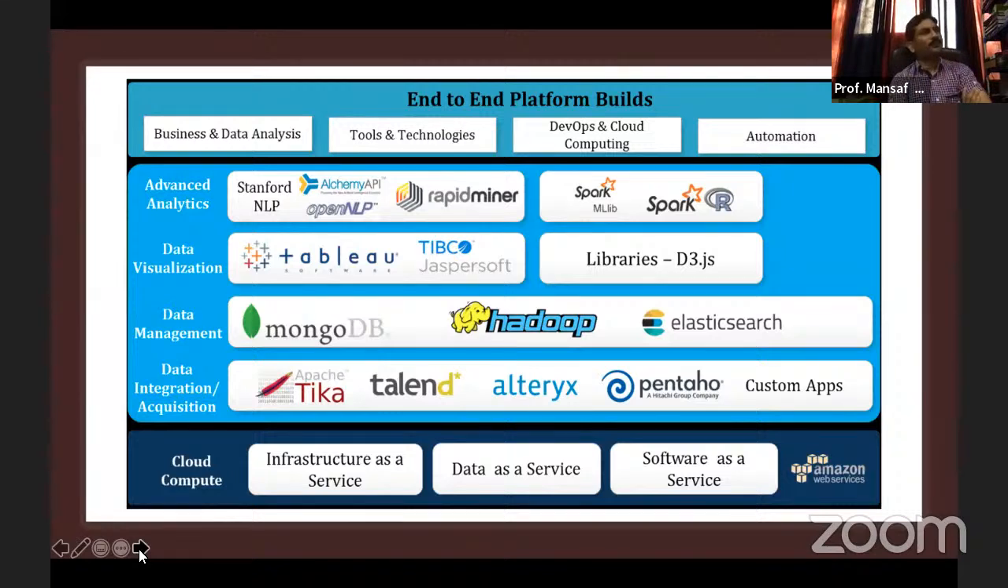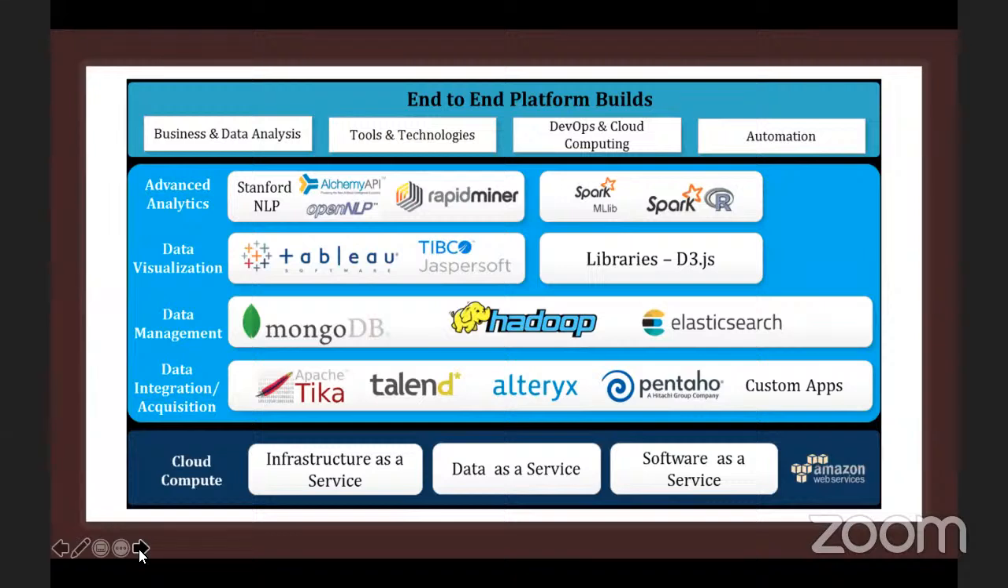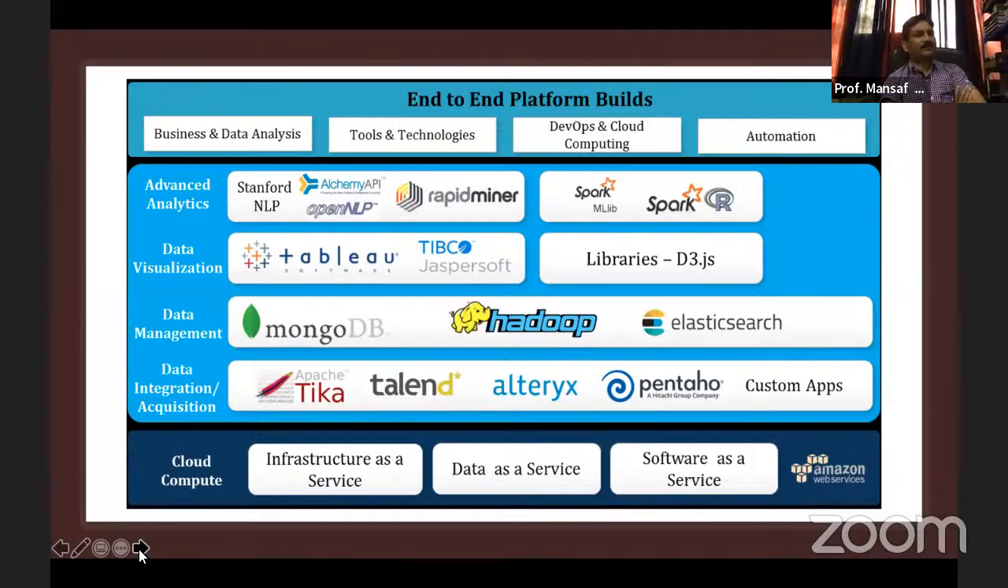I'm going to show you. And cloud is very important right now because data is very high, so storage of data is very important. So people are using the cloud for storage. For advanced analytics: standard NLP, RapidMiner, Spark, Scala; for data management: Hadoop, Elastic; for data integration: Talend, etc. In the cloud computing concept, you can take infrastructure as a service, data as a service, and software as a service. These facilities are available online. You can use them and do your analytics.